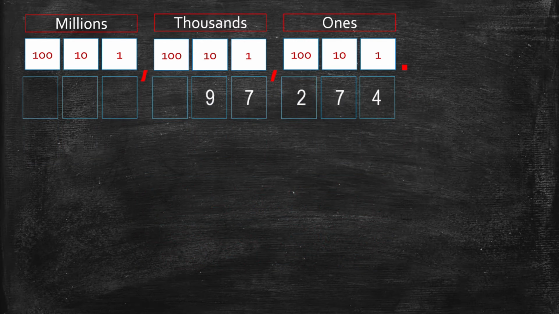Here we have the number 97,274. And our question is, the 7 in the thousands place is blank the value of the 7 in the tens place. So think about this for a moment. Pause the video if you need to see if you can come up with the answer.